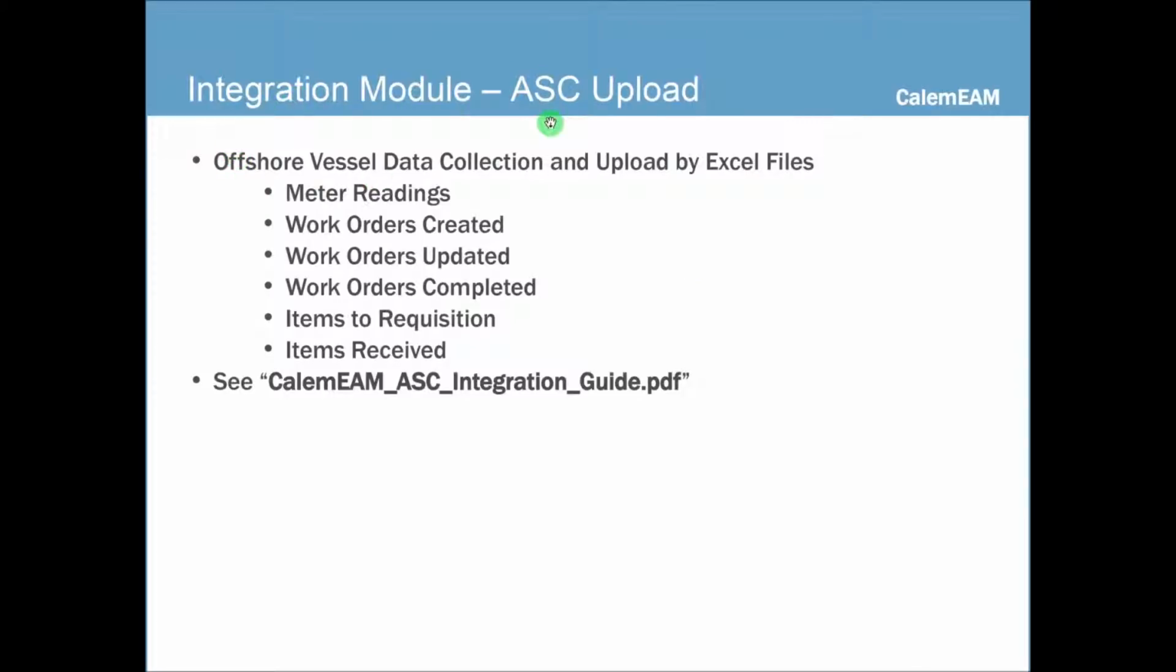For the ASC upload, this is for a business case where you have offshore data usage collection, and you upload data from Excel files when you come onshore. You can upload meter readings, work orders created, work orders updated, work orders completed, items you need to requisition, and also the items you received. The Excel templates can be used to upload all this information. You can see the Calem ASC integration guide for more information.